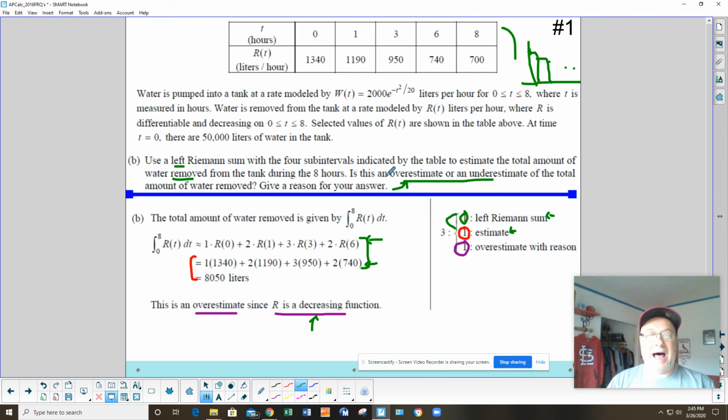That's the reason why it is in here, right here. It's in there because that's how you determine if a Riemann sum is an overestimate or an underestimate. Tangent lines, overestimates and underestimates deal with concavity, but Riemann sums deal with increasing or decreasing. So that's your 3 points for this question.